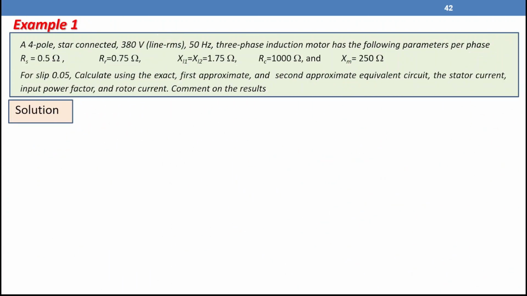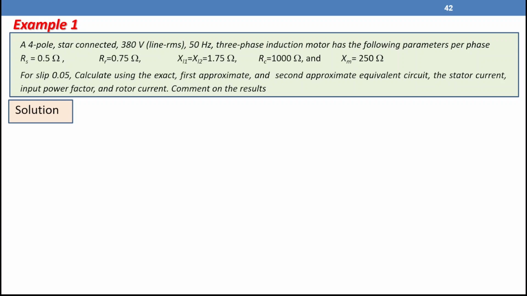Example number 1. A 4-pole star-connected 380-volt line RMS value, 50 Hz supply, 3-phase induction motor has the following parameters per phase. Stator resistance equals 0.5 ohm, rotor resistance equals 0.75 ohm, leakage reactance in the stator equals leakage reactance in the rotor equals 1.75 ohm, core resistance equals 1000 ohm, and magnetizing reactance equals 250 ohm. Definitely all the rotor parameters are referred to the stator.